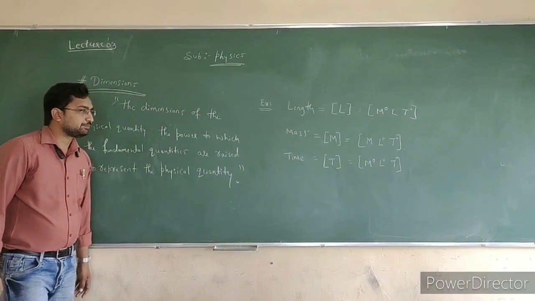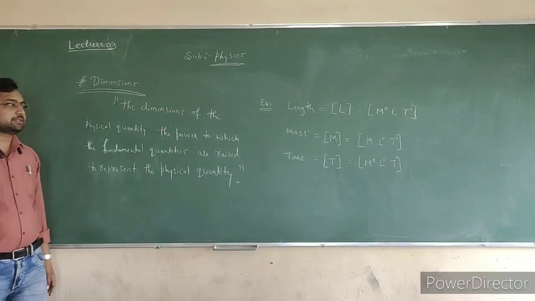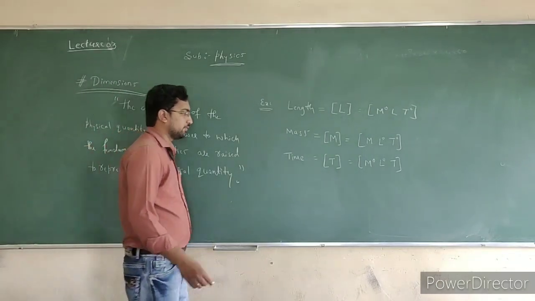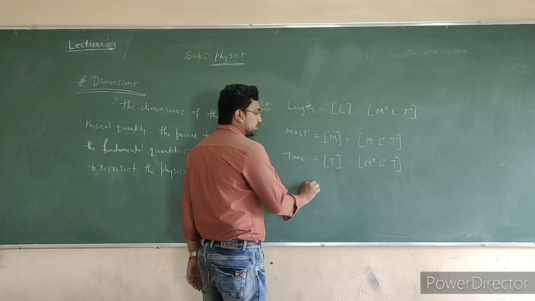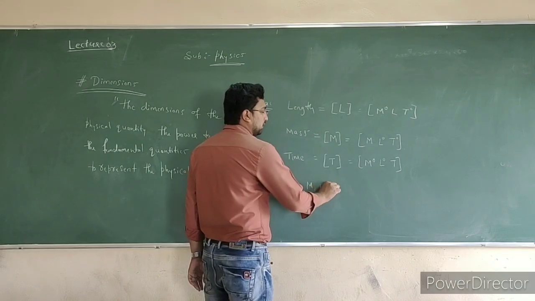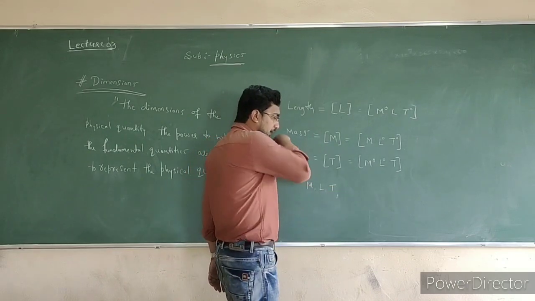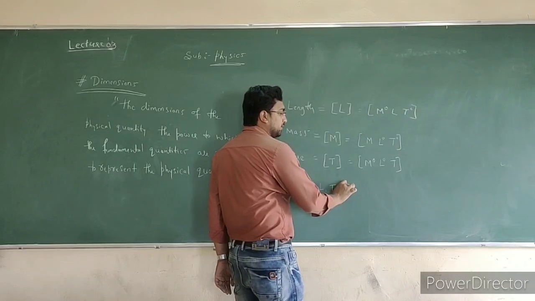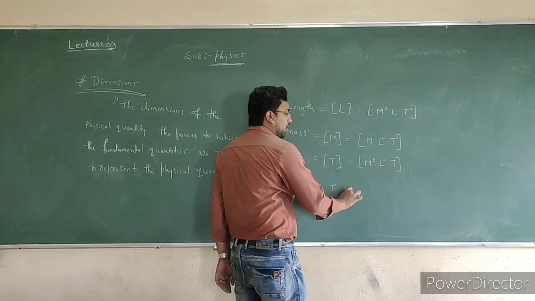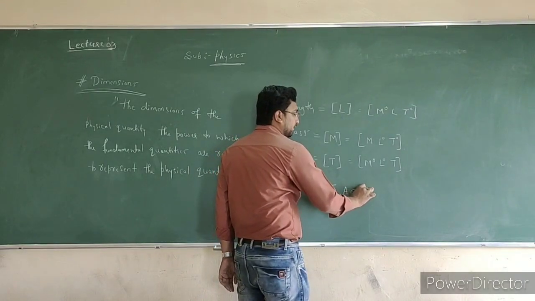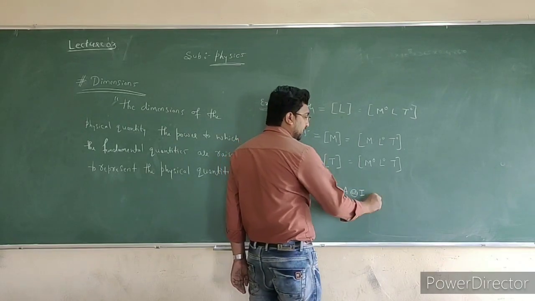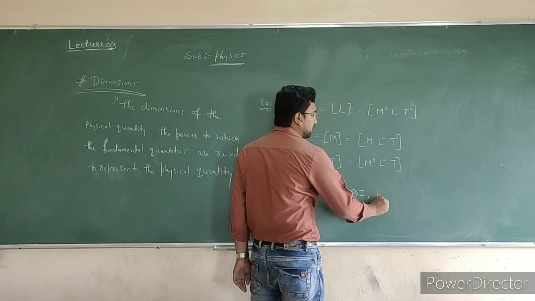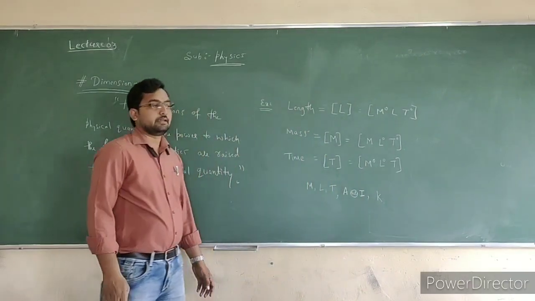Most commonly, we express the dimension formula in terms of the fundamental quantities, which are mass, length, time, and electric current. The dimension formula for electric current is A or I. After that, temperature. The dimension formula for temperature is Kelvin.